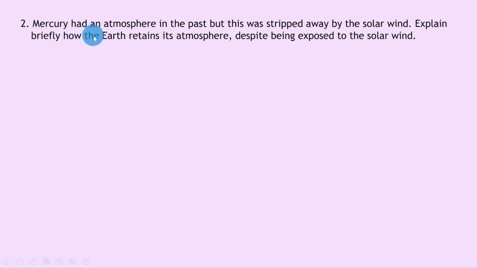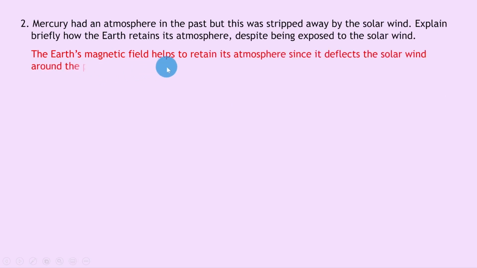Question 2 says that Mercury had an atmosphere in the past, but this was stripped away by the solar wind. Explain briefly how the Earth retains its atmosphere despite being exposed to the solar wind. Well, we can say that the Earth's magnetic field helps to retain its atmosphere since it deflects the solar wind around the planet. And remember, the fancy name for the Earth's magnetic field is the magnetosphere, and it pushes the charged particles towards the poles.